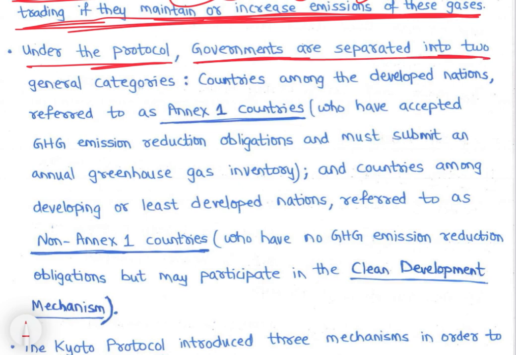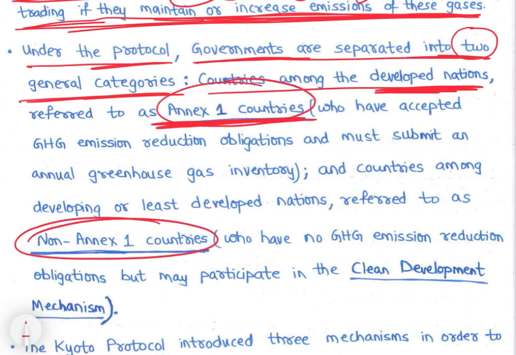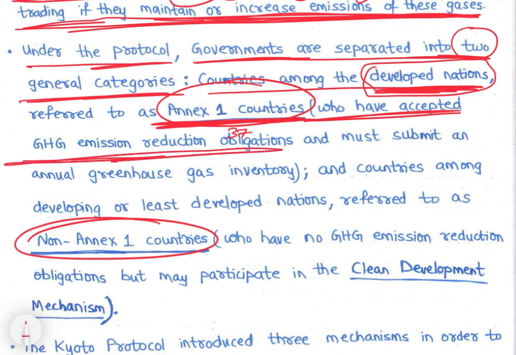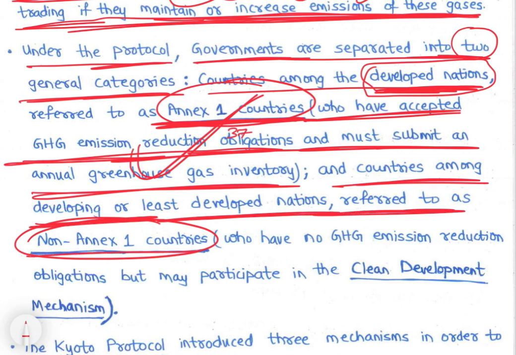So under the protocol, governments are separated into two general categories, right? That is countries among developed nations referred to as Annex 1 countries, right? So countries in Kyoto Protocol में are divided into Annex 1 countries and non-Annex 1 countries. Annex 1 countries has developed nations, that is 37 developed nations, right, who have accepted greenhouse gas emission reduction obligations and must submit an annual greenhouse gas inventory. And the countries among developing or least developed nations are referred to as non-Annex 1 countries.